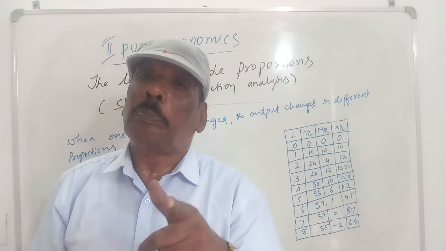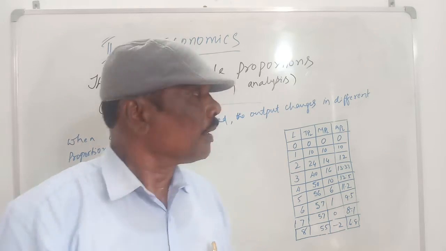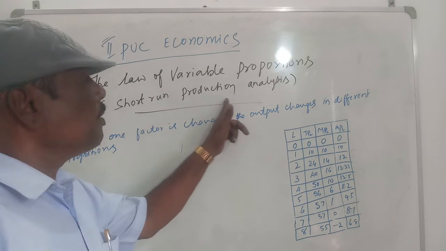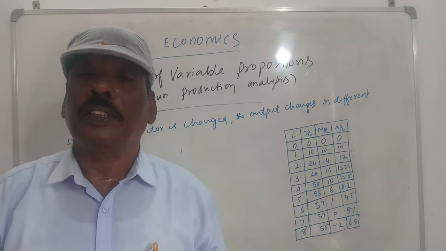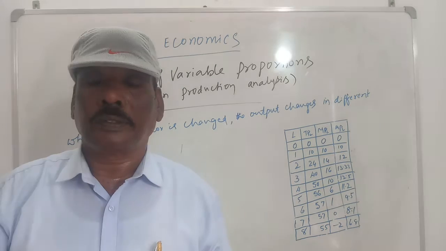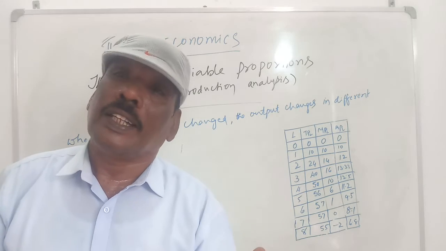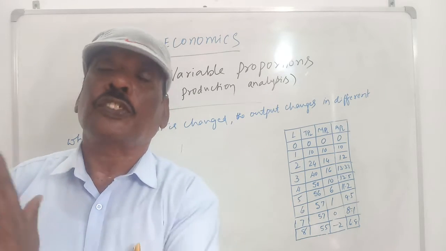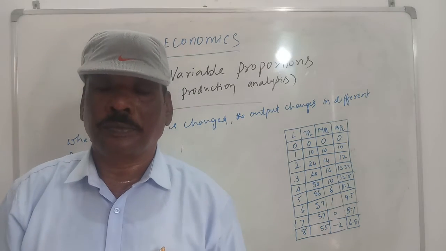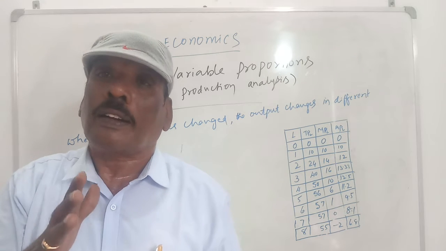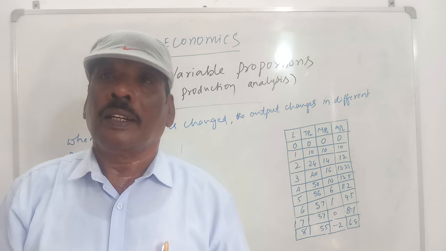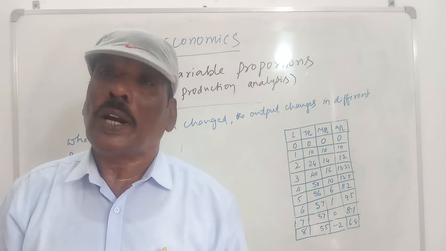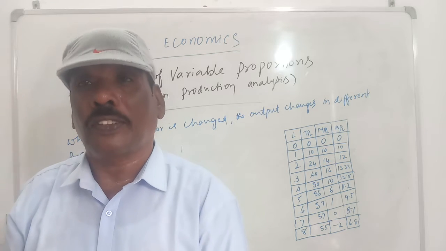The law of variable proportions is a short-run production analysis. It's a law which is concerned with the short run. And the law of returns to scale is referred to in case of the long run. So we should know what is short run and what is long run.